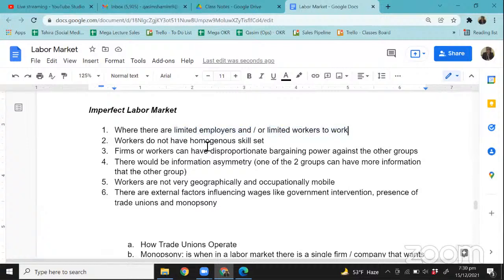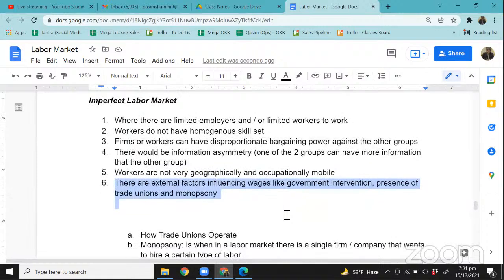First thing, workers do not have a homogeneous skill set. Due to different reasons, the bargaining power could be very different, disproportionate, meaning sometimes trade unions are really powerful and workers have more bargaining power. On the other hand, sometimes firms are limited and therefore they have more bargaining power. Information is not complete. Workers are not mobile in terms of geographical mobility and occupational mobility, and there are external factors that influence wages, like trade unions and government intervention.